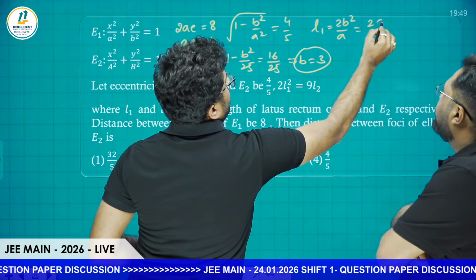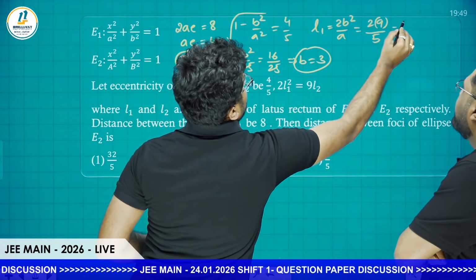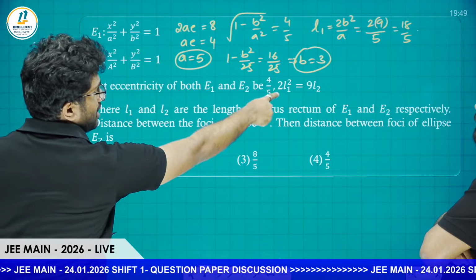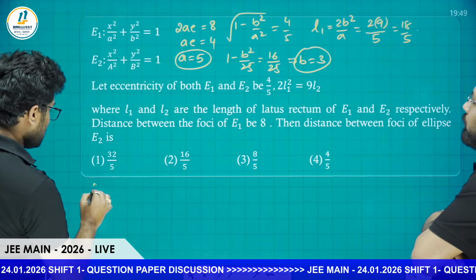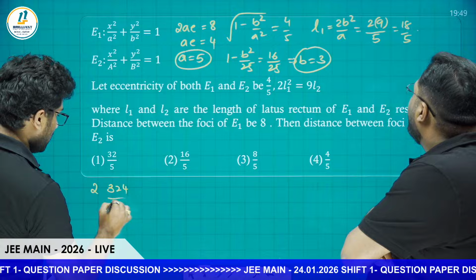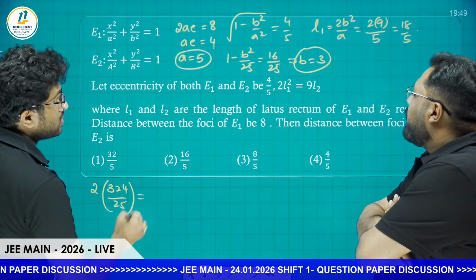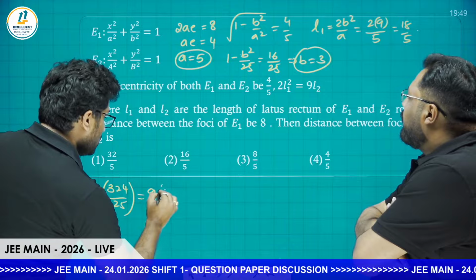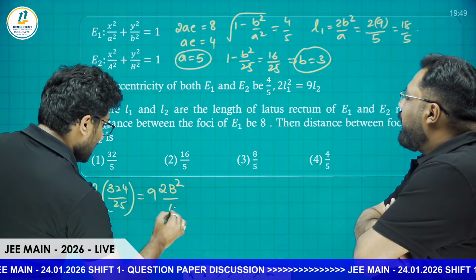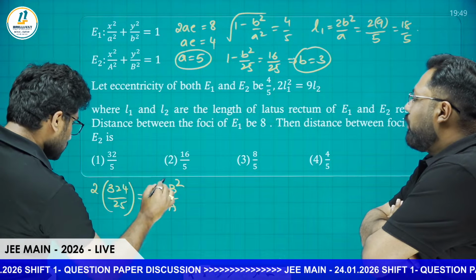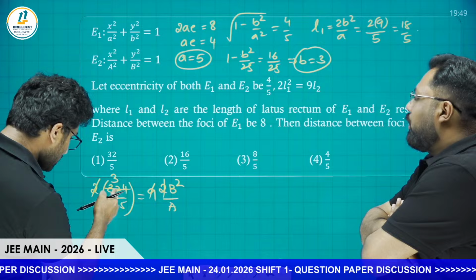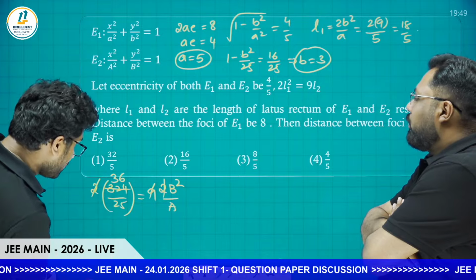That is 2 into 9 divided by 5, which is 18 by 5. Now they said 2 times L1 square. So 2 times 18 square is 324 divided by 25, which equals 9 L2. Length of latus rectum is 2B square by capital A. So 2 cancels. 9 1s are 9, 9 3s are 27, 9 6s are 54.